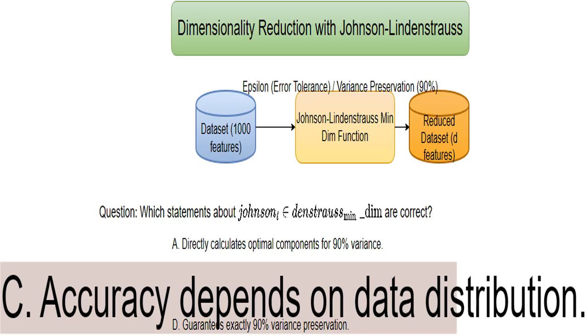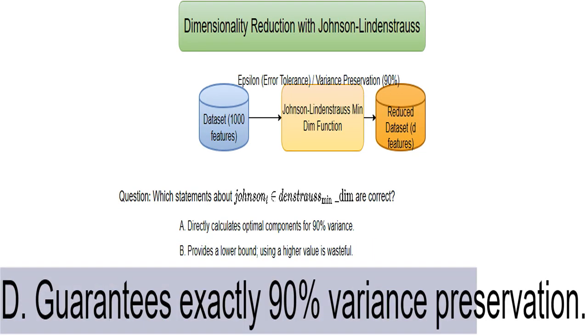If your data doesn't fit these assumptions, the lower bound estimate may not be very accurate. Think of it like this. If you're trying to pack oddly shaped boxes into a truck, a formula for perfectly square boxes won't work as well. This statement is false. This function gives an approximate result, it doesn't guarantee that precisely 90% of the variance will be preserved. It's a probabilistic method, not a deterministic one.